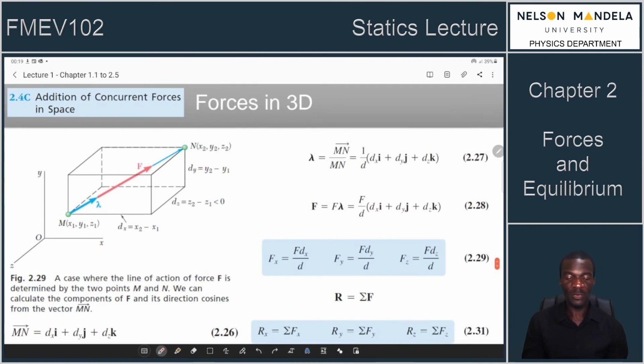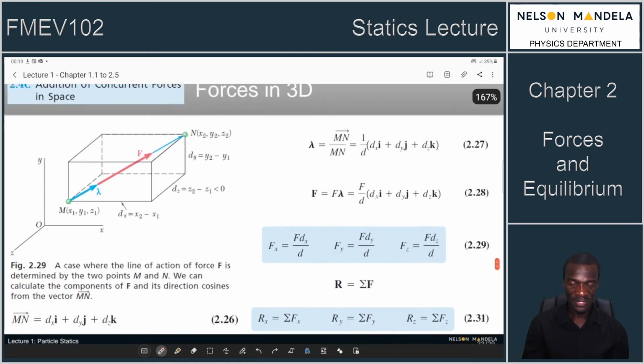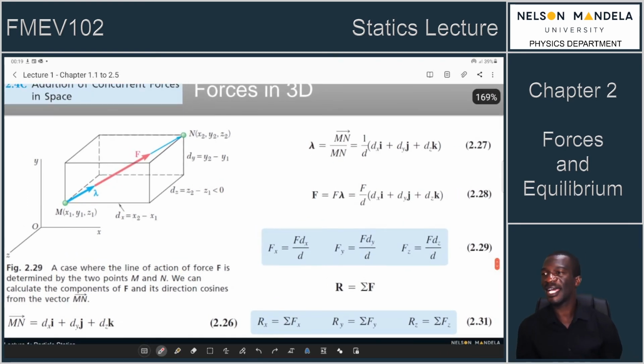Now, if you want to add concurrent forces that are in 3 dimensions, then there is some math that you need to do. So this is an example, figure 2.29. It simply has a force that is acting along the line of action MN. M is a point that is away from the origin. It's located at a point x1, y1, z1. N is another point in space. It has location x2, y2, z2.